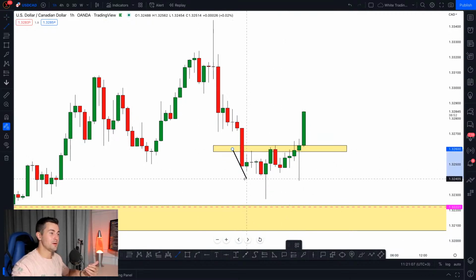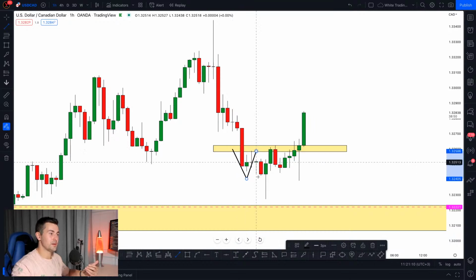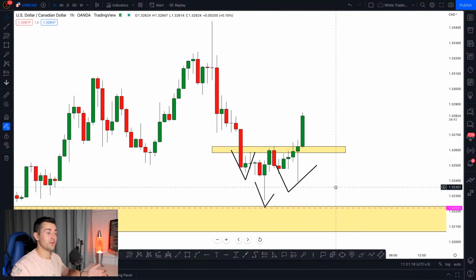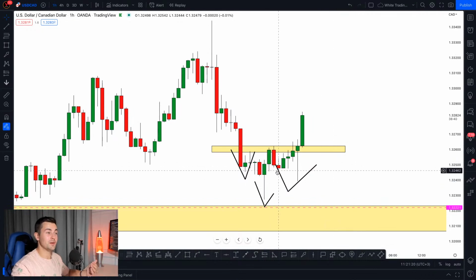Here is our left shoulder, right? Here it goes. Here is our head, right? And here goes our right shoulder. Yes, so here we have a perfect inverted head and shoulders pattern.